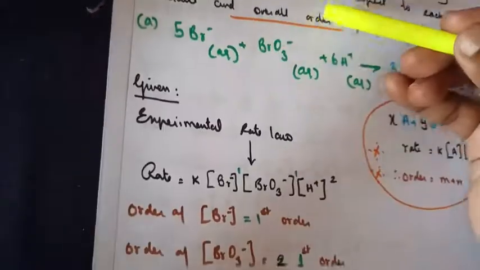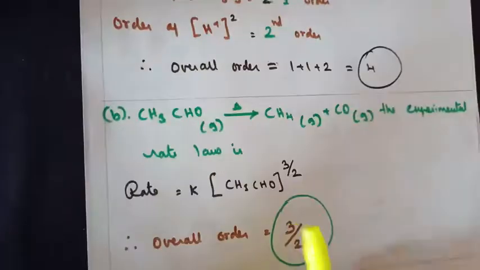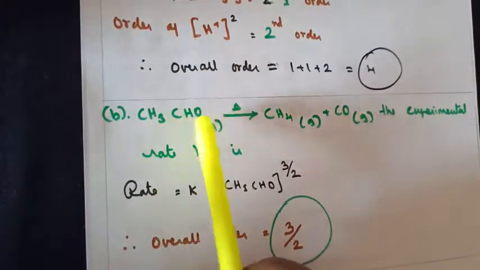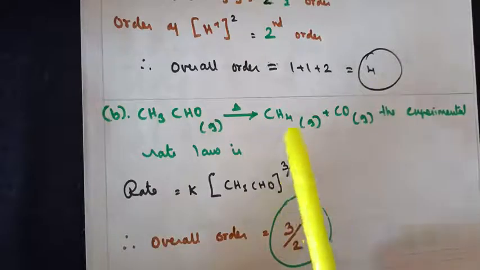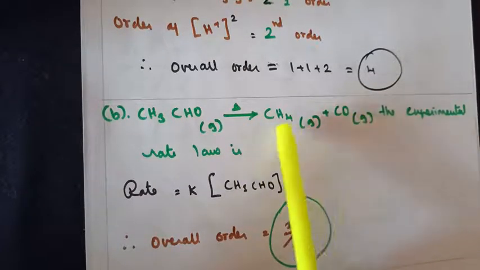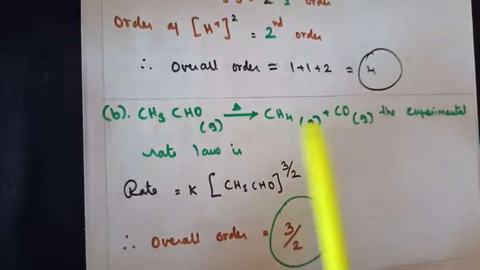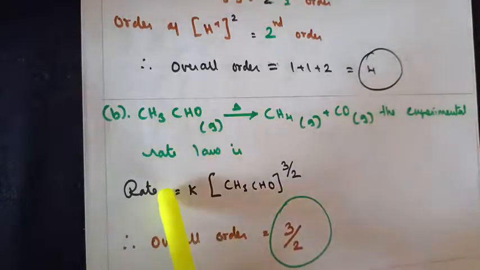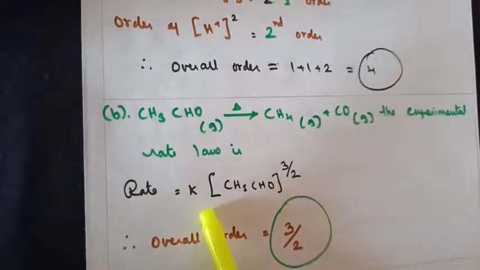Moving on under the same concept, the second question, part B: acetaldehyde, CH3CHO, or ethanal. When we heat it, we get the products methane and carbon monoxide. We are not bothered about the product side. Our point is, since rate depends on the concentration of the reactant, this is also given in the question itself.